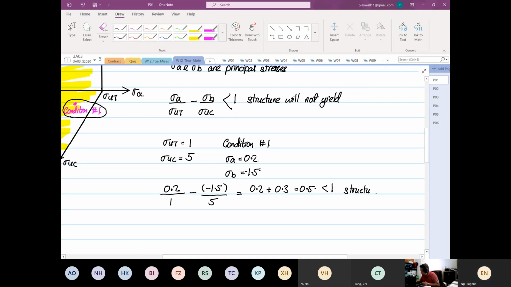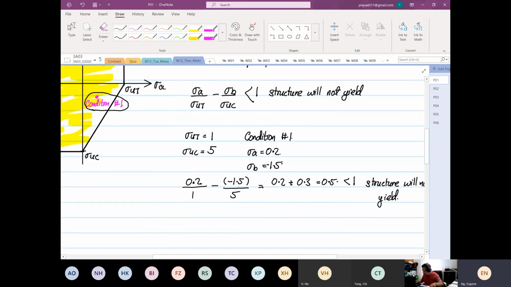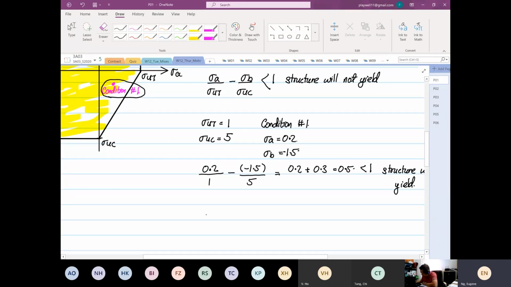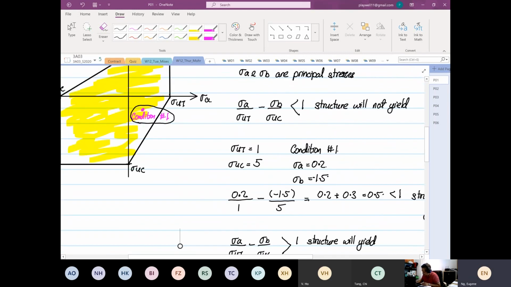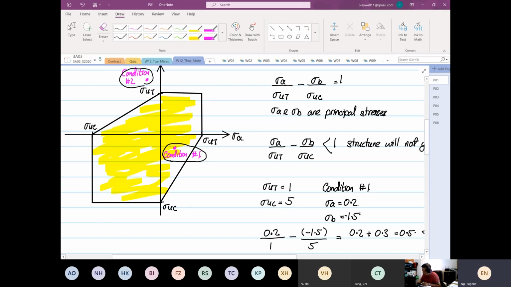Okay, and then the next condition: if stress A over ultimate tensile stress minus stress B over ultimate compression stress is greater than 1, the structure will yield. Okay, so another example, condition number 2. Condition number 2 is over here, outside the operating bracket, as you can see.